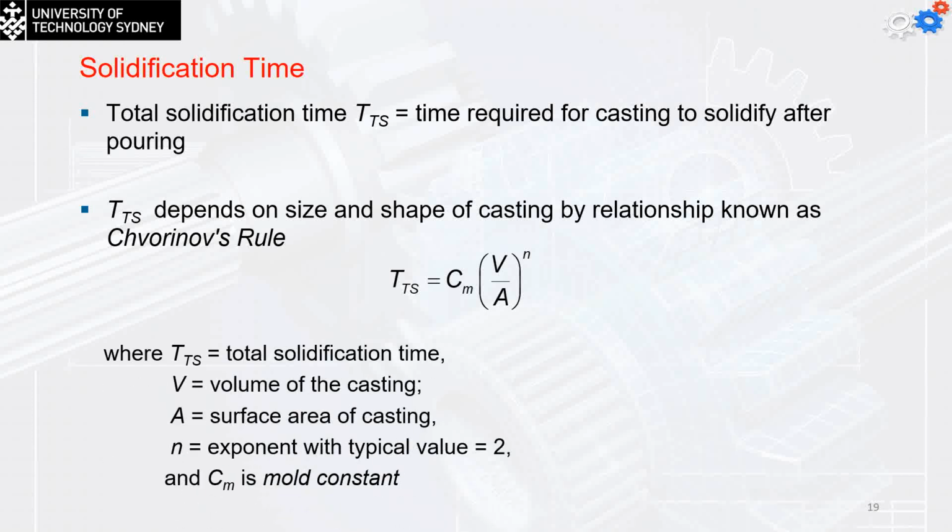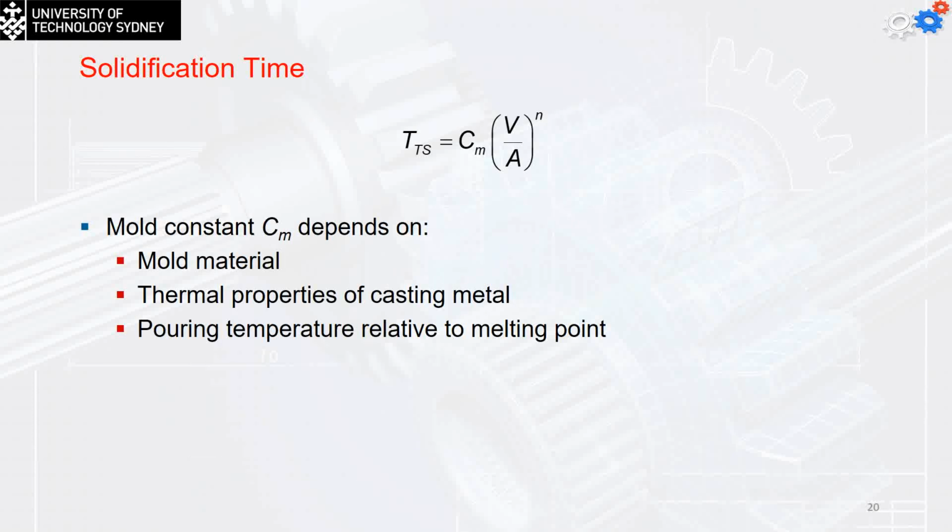So the mold constant will depend simply on the mold material. It's going to be permanent, or it's going to be expendable, such as sand, plaster, or gypsum. Also on the thermal property of the casting material. And finally, the pouring temperature relative to the melting point.